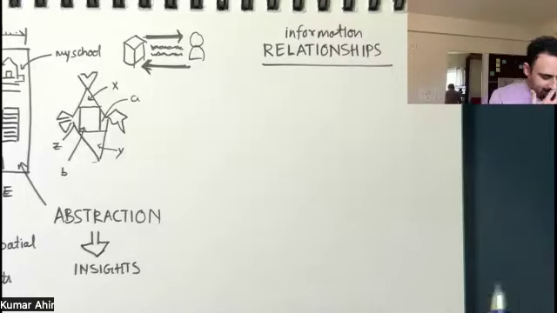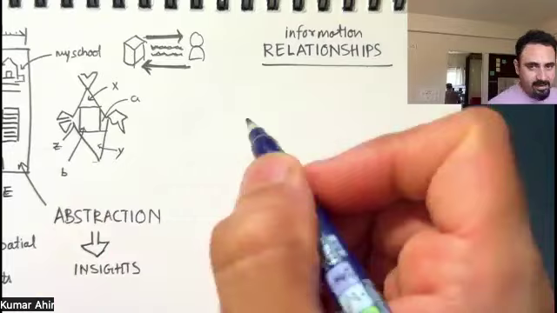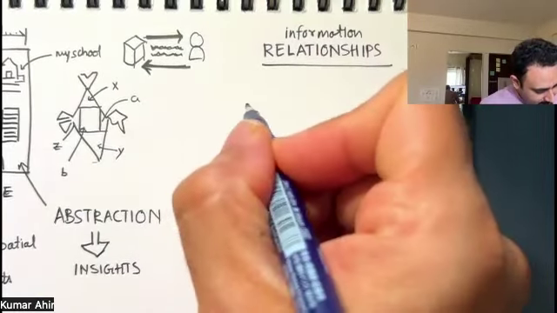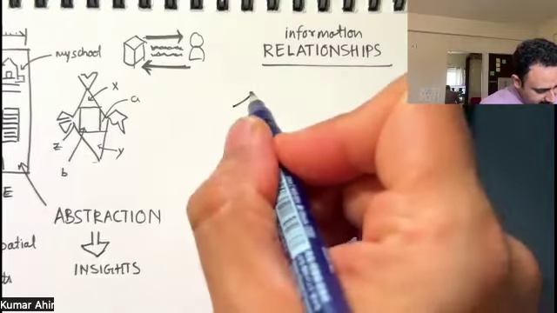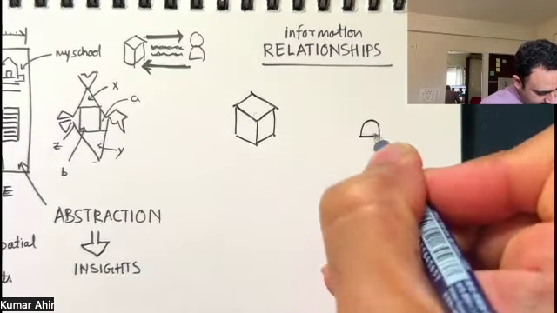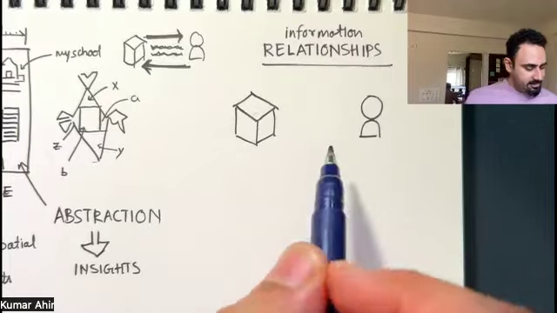All right. So the second one is on relationship. How do we define the relationship between two objects? Let's say there is this object that I've drawn, and there is a person. Now how is this person related to this object? I can show it in different ways.